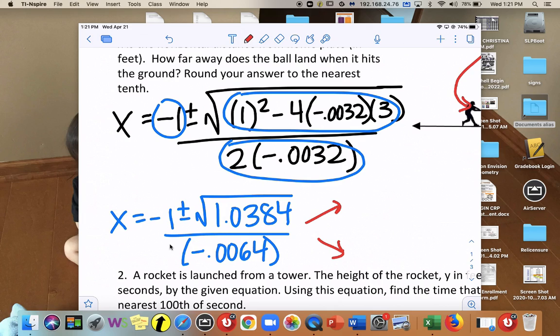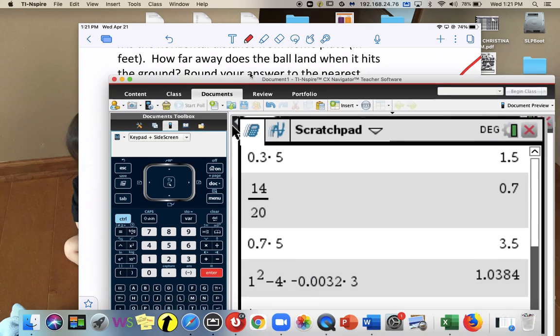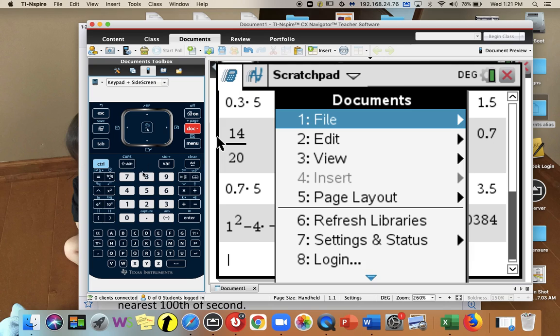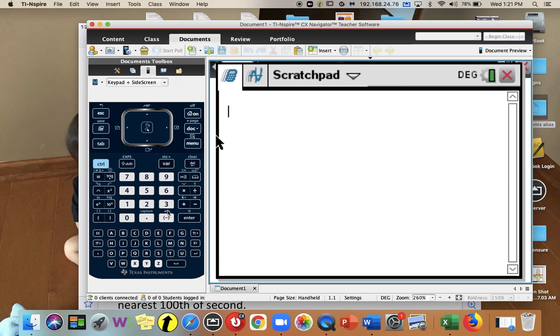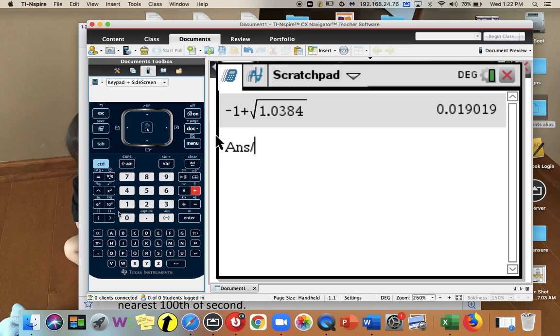Now, to calculate the next step, I'll do the top part first, then hit enter and then divide. I like to do the positive first. So I'm going to type in negative 1 plus the square root of 1.0384, hit enter, and divide by negative 0.0064. Here's what it looks like when I type it in. Let me clear this real quick. Negative 1 plus the square root of 1.0384, then hit enter, and then divide by that bottom number, negative 0.0064. And here's one of our x-intercepts.